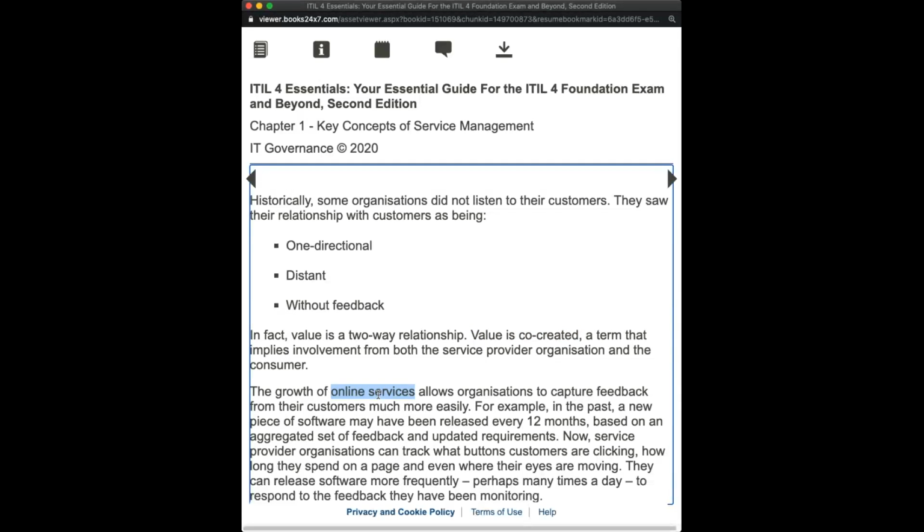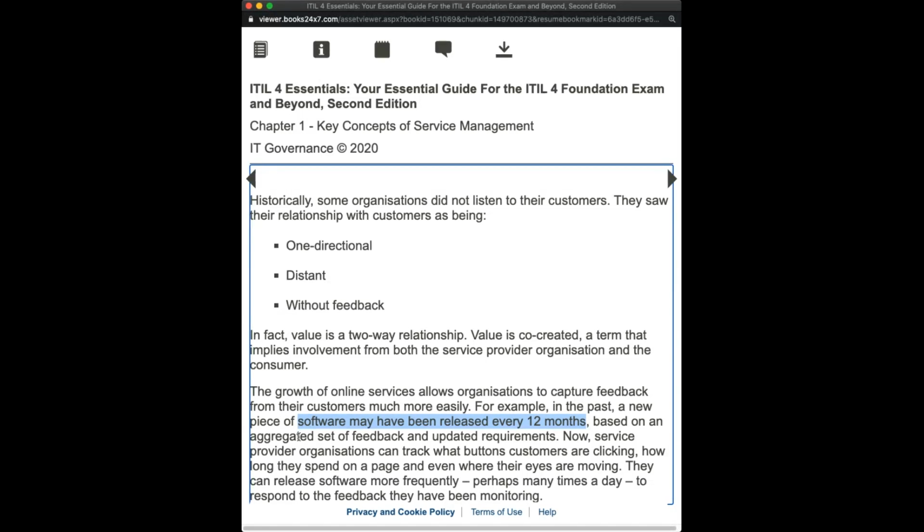So there you go. Because now, with the advent of the internet, meaning with the development of the internet and the online services, it allowed organizations to capture feedback from their customers very easily, right? For example, in the past, a new piece of software may have been released every 12 months based on an aggregated set of feedback. Think of it like the total or the collected set of feedback and updated requirements.